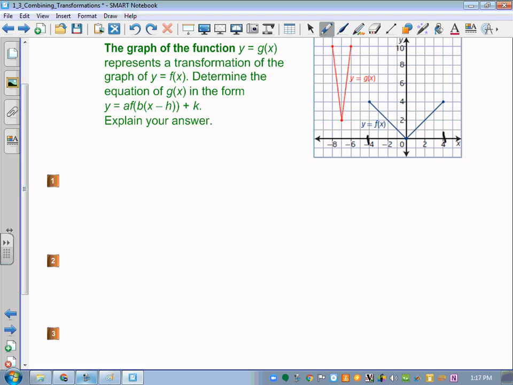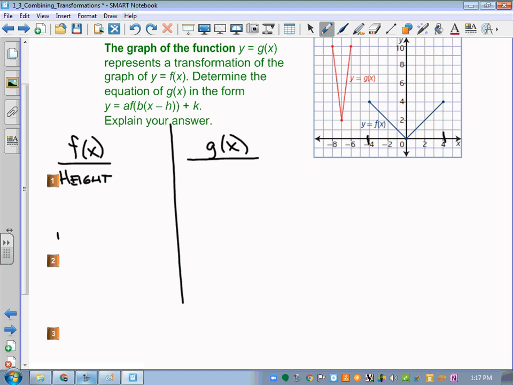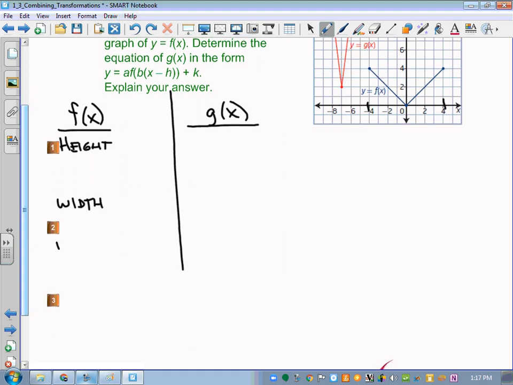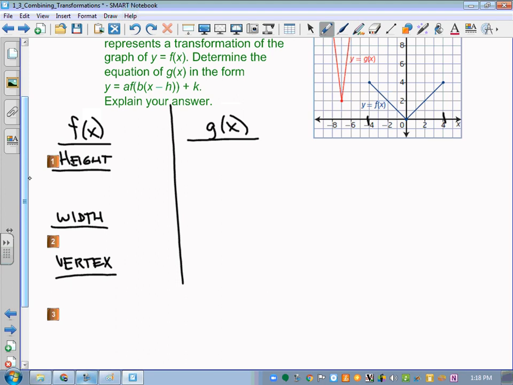And I really do recommend that the best way of doing this is to talk about some of the distinguishing features of f of x and g of x. Now, if I look at these two shapes as maybe a letter, then they're both v's, right? And so we can talk about the height and the width. And then the last thing we're going to talk about is the unique point on those curves, which I'm going to label as the vertex. And the vertex is really, in this case, where the function changes direction.